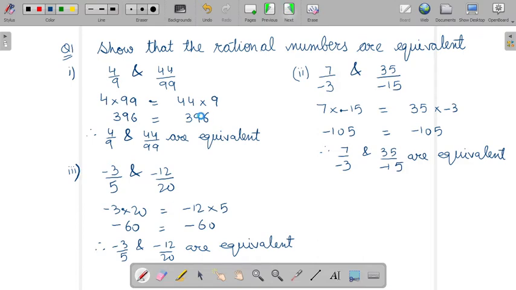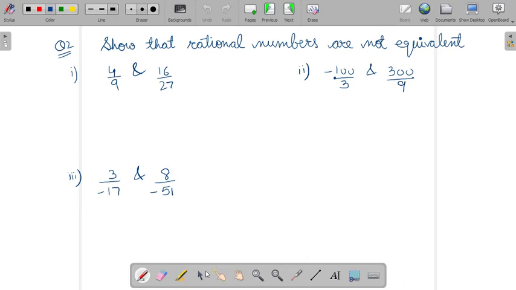Now, next question. In the next question, you have to show that these rational numbers are not equivalent. So what will you do to show it as not equivalent? Again you will do the cross multiplication, and after doing the cross multiplication, both the terms should not come out equal.